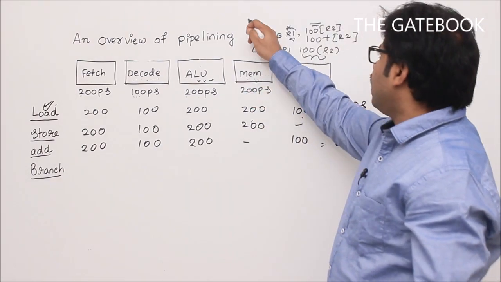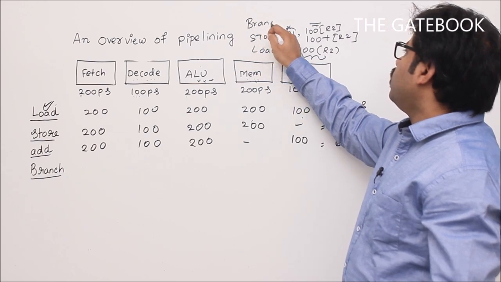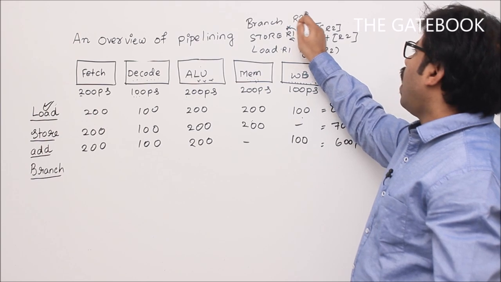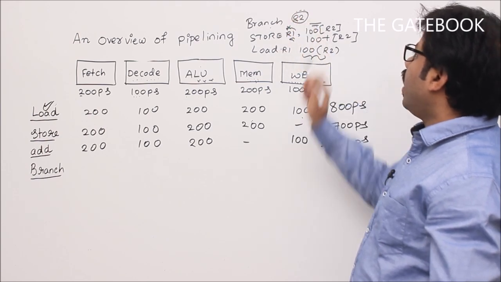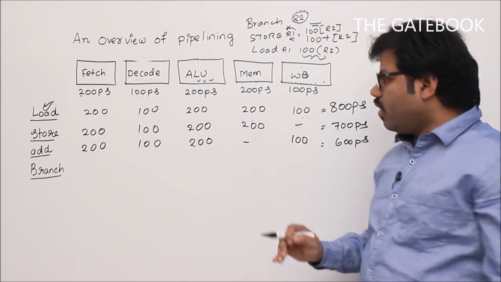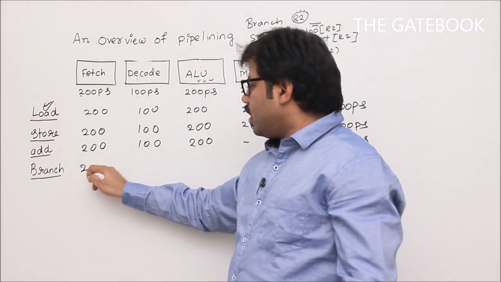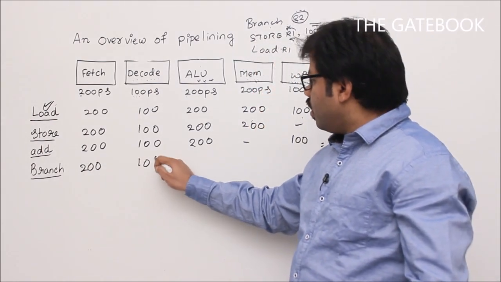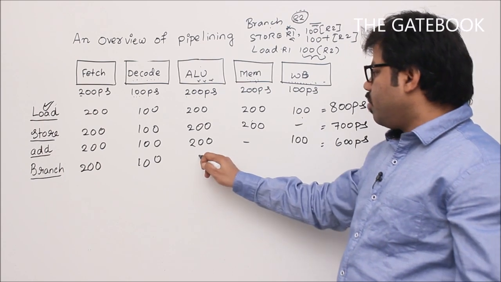For example, your branch is like this: branch to a memory address, something like R2. R2 contains one memory address, and you branch to that. So that means jump to R2. For that, we have to fetch that instruction, correct? Then you have to decode it, 100. Then is there any arithmetic? You don't require arithmetic here, right?